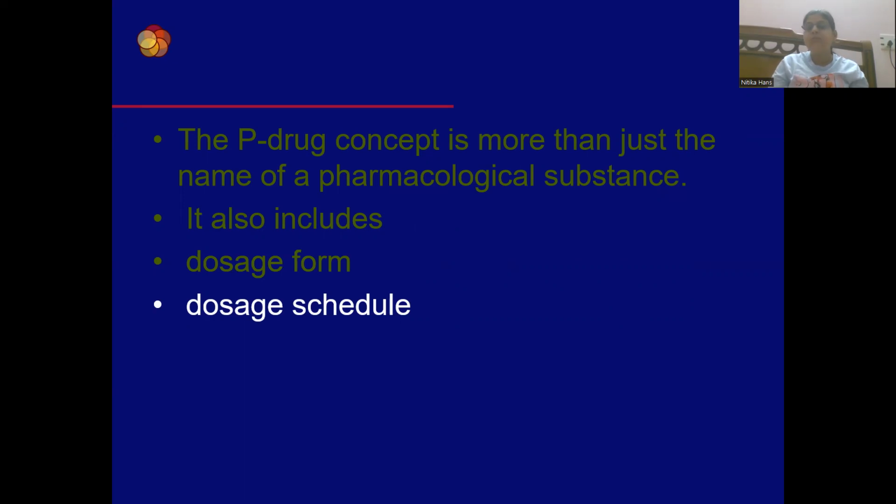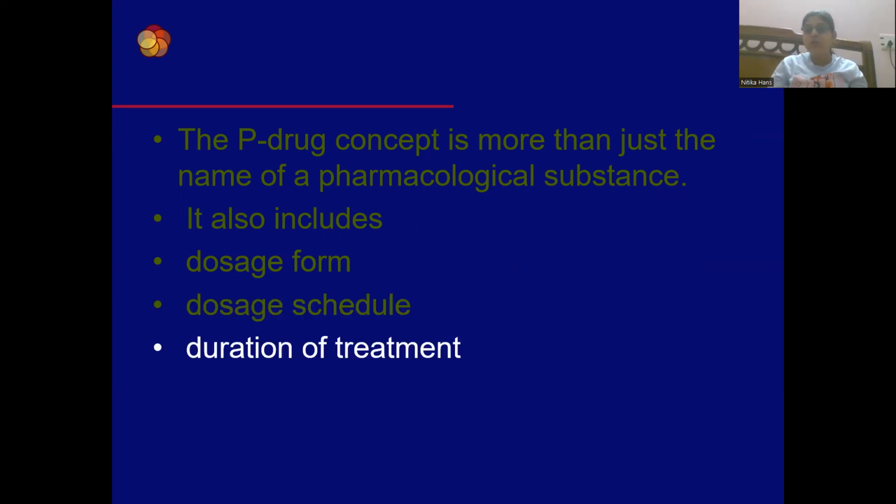Dosage schedule: what is the dosage schedule? How many times the treatment has to be given, whether OD, BD, TDS, QID or SOS. The dosage schedule should be specified in the P drug. Then the duration of treatment and cost per total duration of treatment. It should be specified for how many days it has to be given. Like hypertension and diabetes mellitus treatment, they are given for a minimum period of 15 days, and then the patient is asked for follow-up.